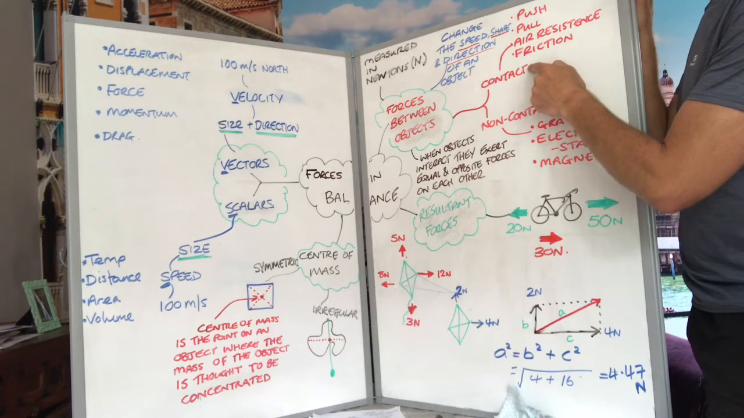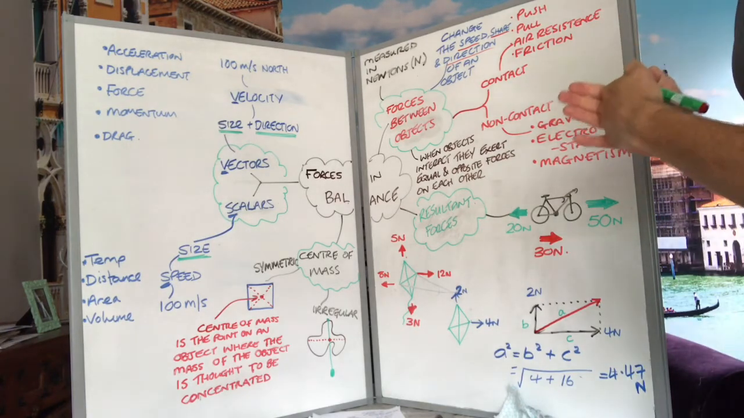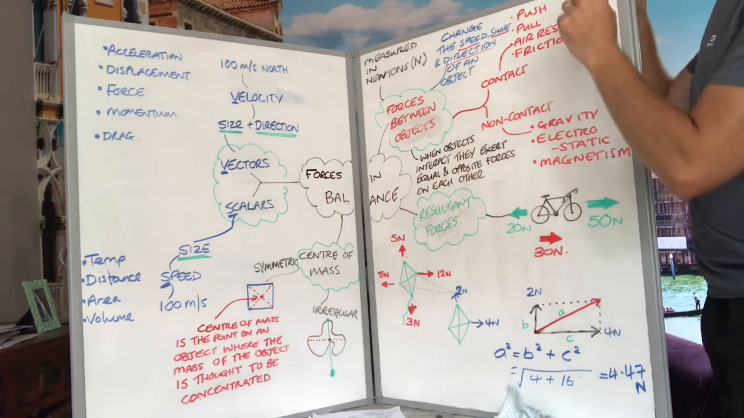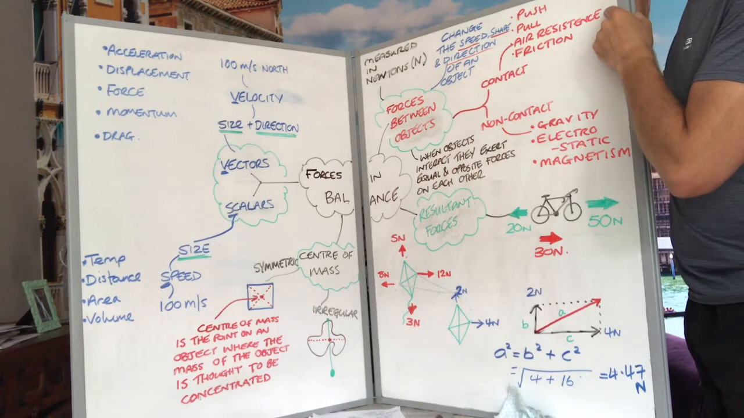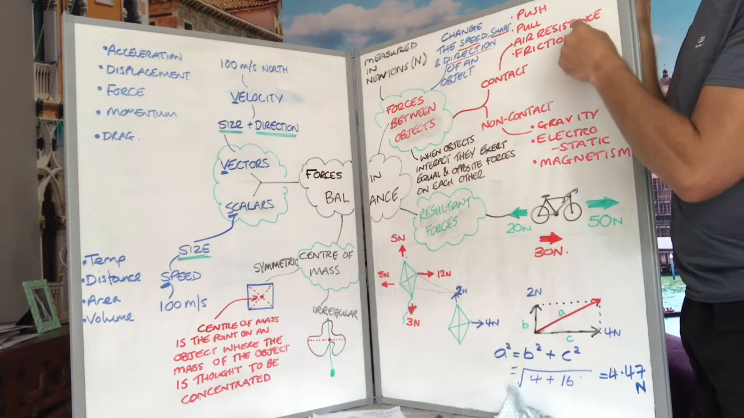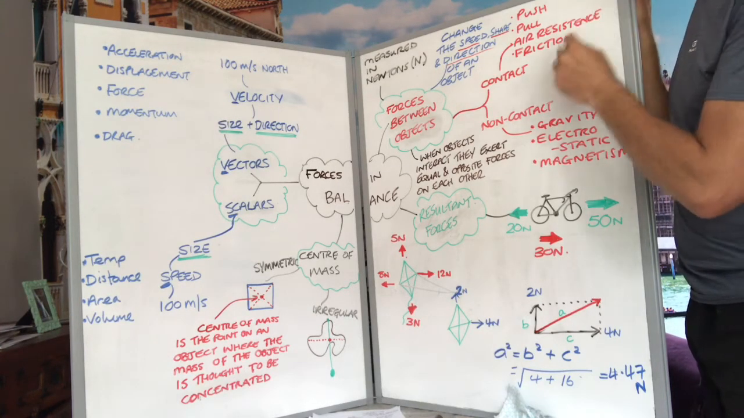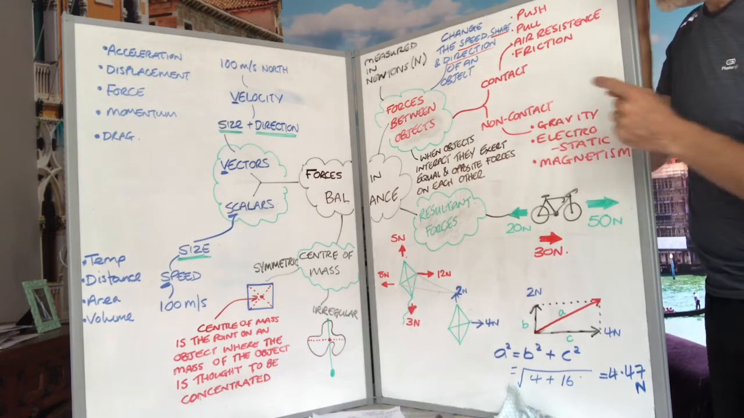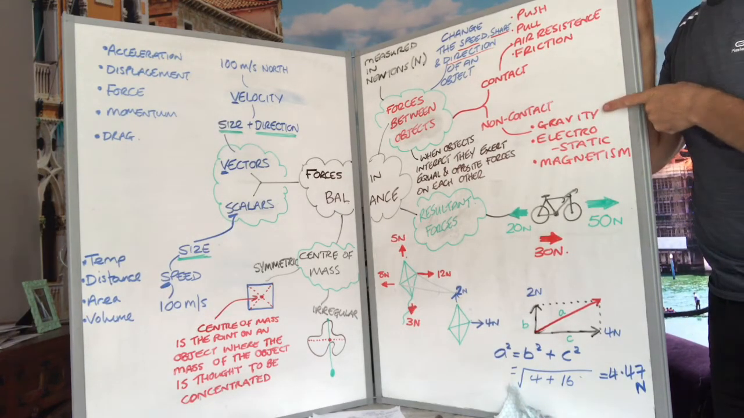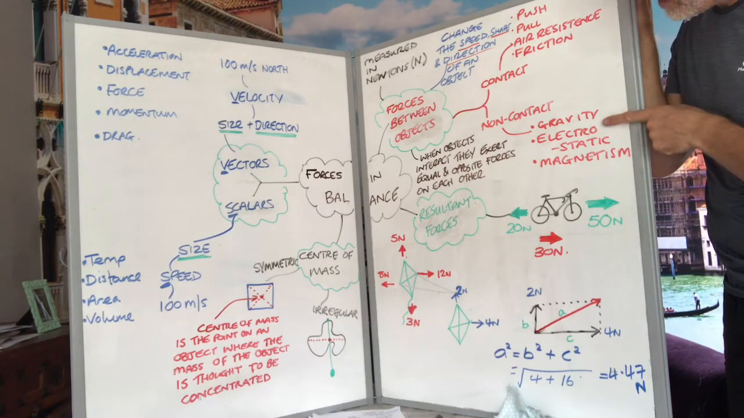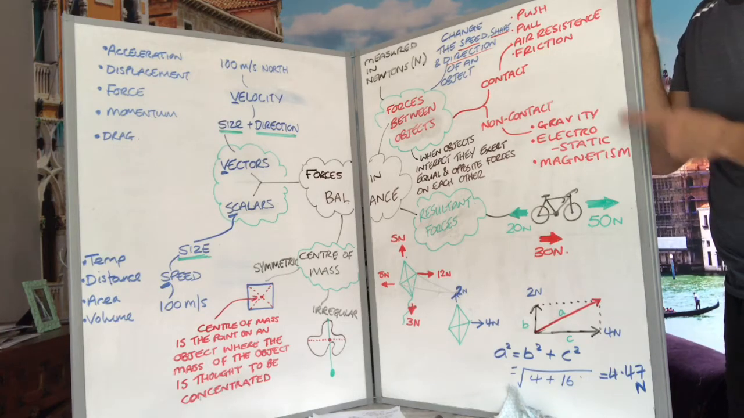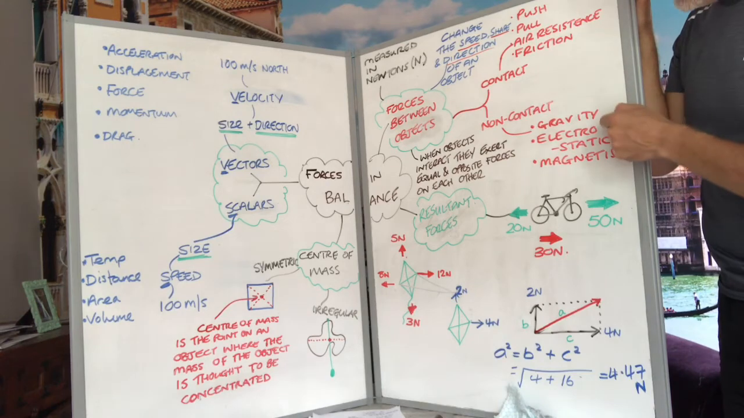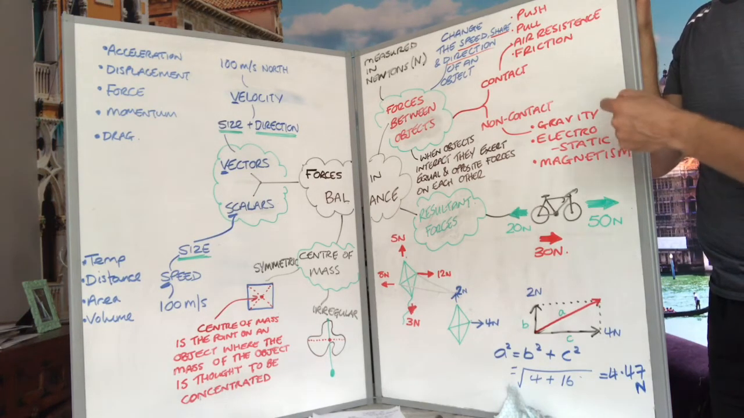So contact forces have to physically interact, they have to physically touch to exert their force: pushes, pulls, air resistance, drag, water resistance, friction, physically touching. Non-contact forces are gravity, which is pulling everything down to the centre of the earth, electrostatic attraction, and magnetism. So you will be expected to give examples and know the difference between them. These don't have to touch the object to exert a force on them.